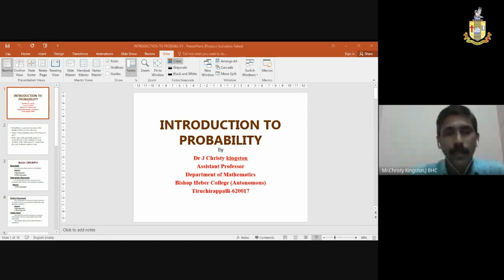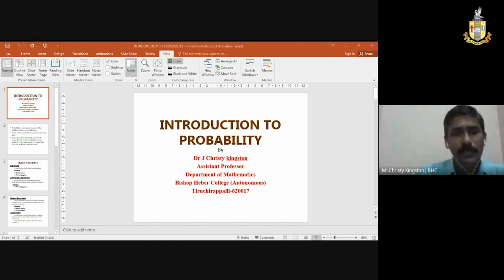Similarly, throwing a die. Throwing a die means I will get a value from 1 to 6, but I cannot predict whether the outcome will be 1 or 2 or 6. So this kind of experiment is known as a random experiment. The next one is sample space. We have come across this word many times.